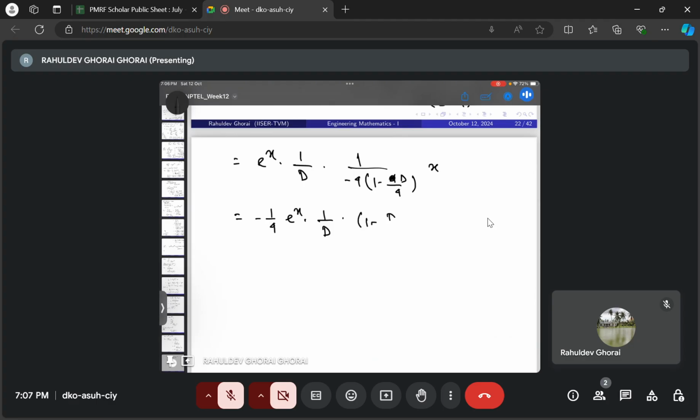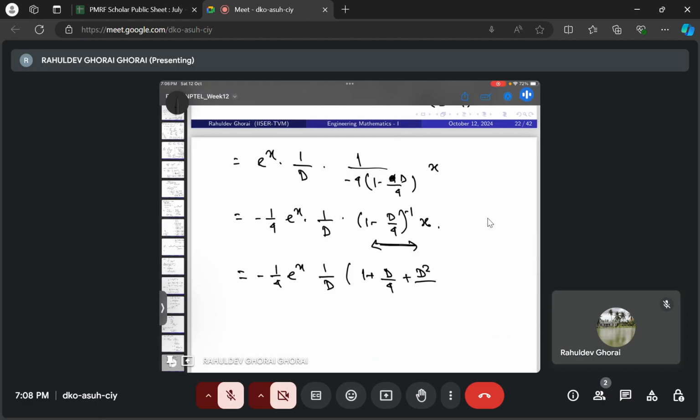So then 1 minus D over 4, if you expand it, it will act on x. If you do a Taylor's expansion here, we will take up to the second order term only, because the other terms, when they act on x, will be 0, right? So it will be 1 minus D over 4 plus D square over 4.